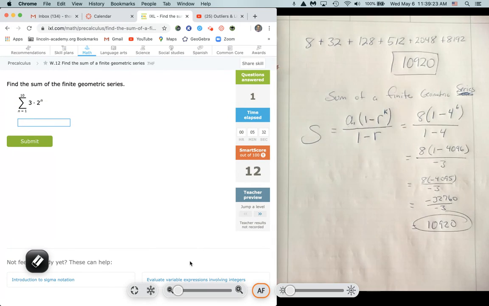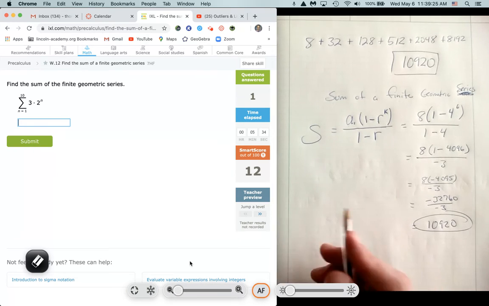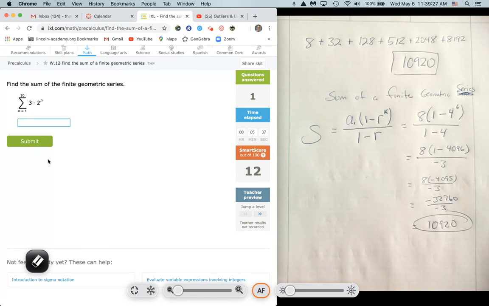So again, see, here's 10 terms. So again, for this one here, in order to do the 10 terms, I'm going to first find what the first term is. I'm going to plug a 1 in there.